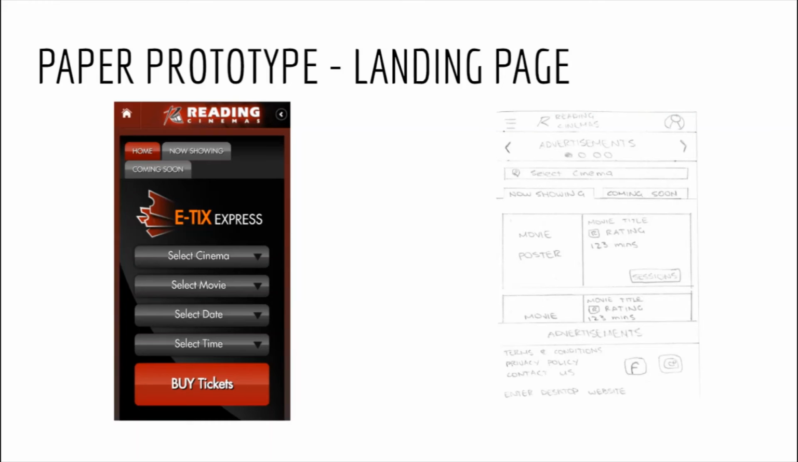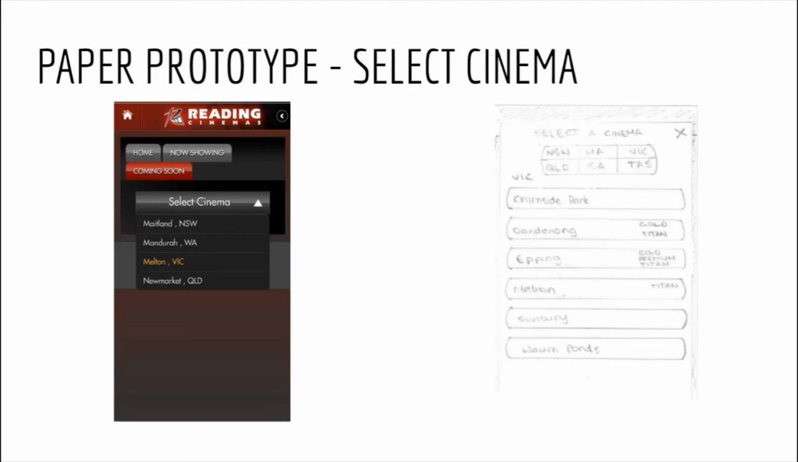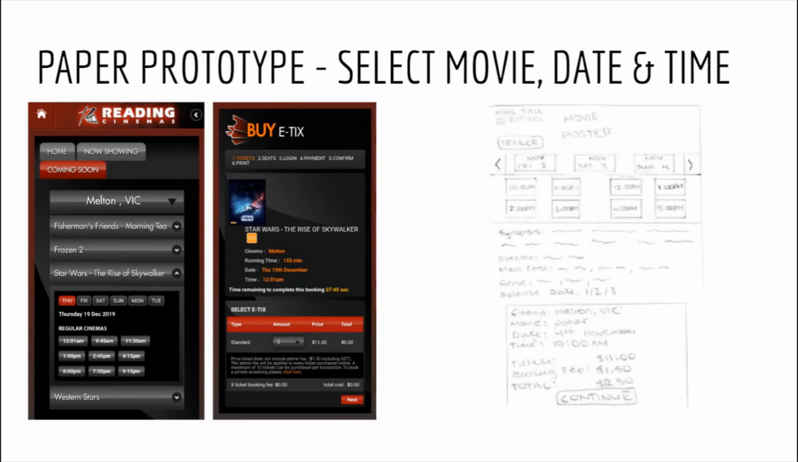Throughout the concept design, this is the paper prototype I created for the landing page compared to what is currently on the Reading Cinemas mobile website. The Select Cinema page, separating the states from the suburbs, and joining the two again into one whole page, with select date and time and the confirmation page.